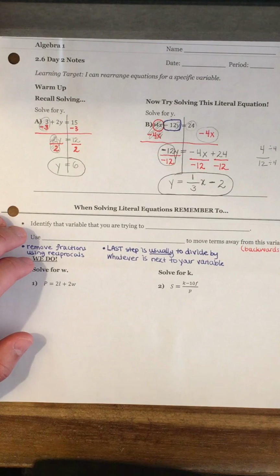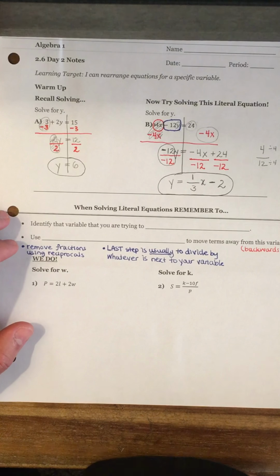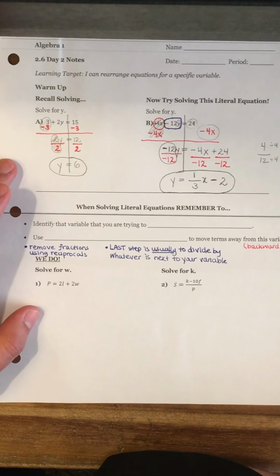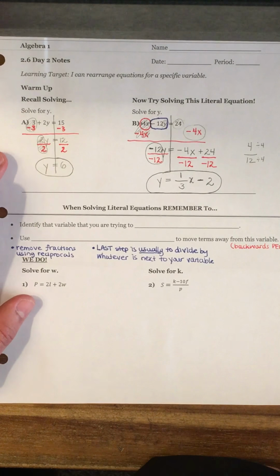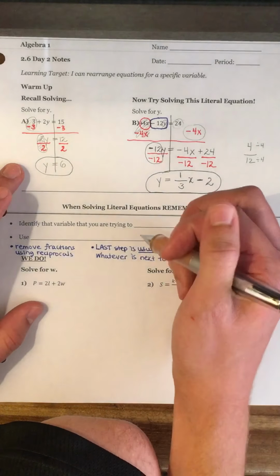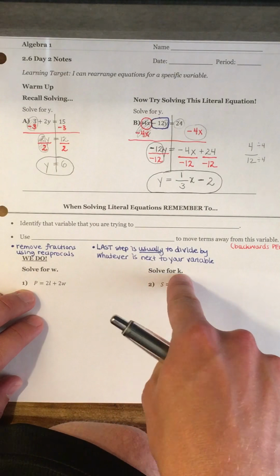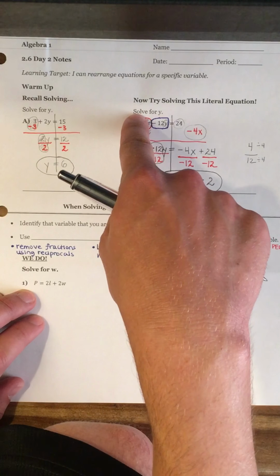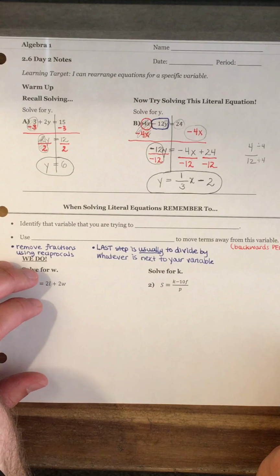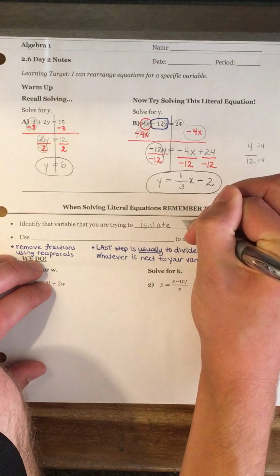So down below, that was just the warm-up. Down below is where we would actually go into all the notes. This first set of notes is just a reminder of how literal equations work. The first thing there says identify that variable that you are trying to isolate. That's what goes there. There's basically always a variable like, solve for w, solve for k. Up above in our warm-up problem, we were solving for y. So the first step is always to identify the variable that you're trying to get alone. The word I'm using is isolate, which just means to get alone.